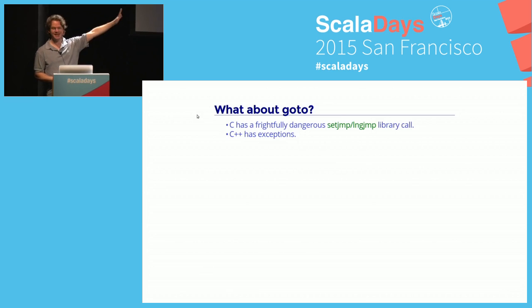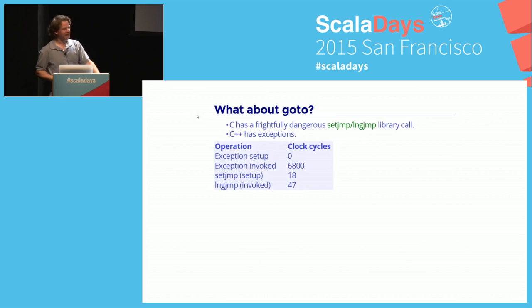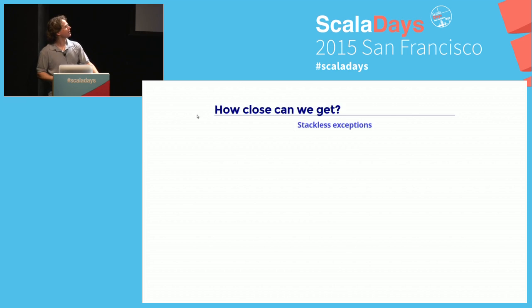So we can do this in C. I think this is the most dangerous library call in the standard C library: the setjmp, longjmp thing. But it's really fast. It doesn't take many clock cycles to store that state and to jump back to it, because you're just doing it so dangerously. And the JVM doesn't have it, which is maybe nice, but it'd be nice to get as close to this as we can in a safe way. So that we can do with stackless exceptions.